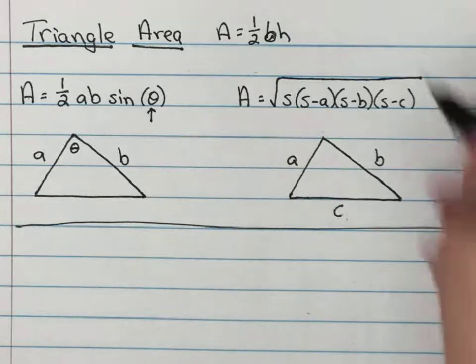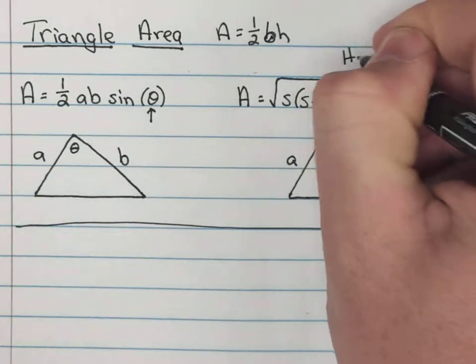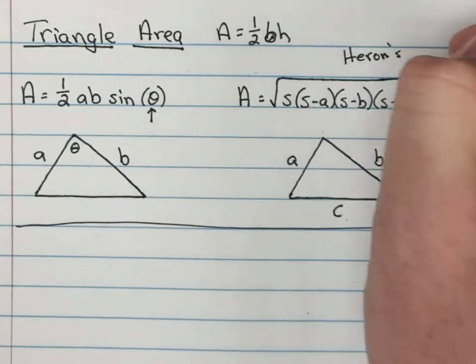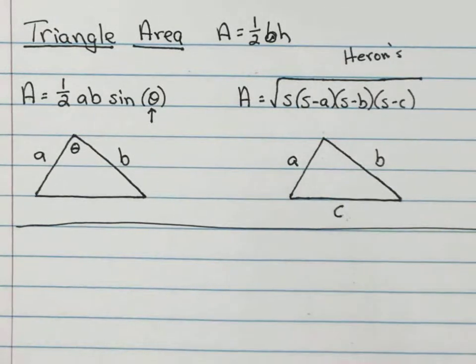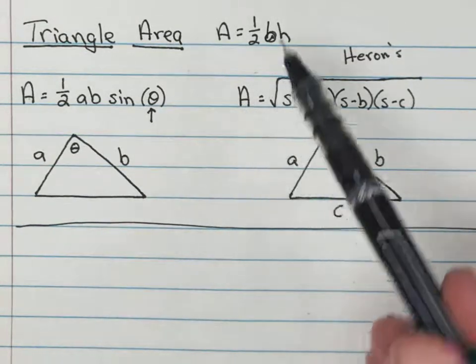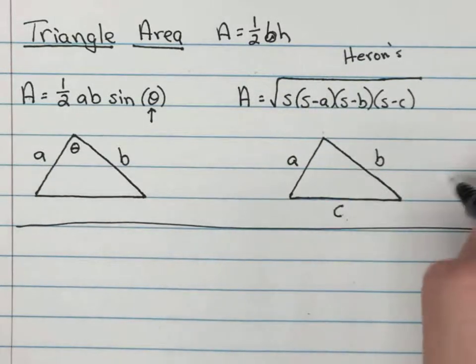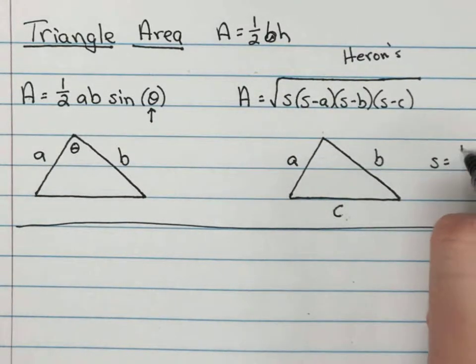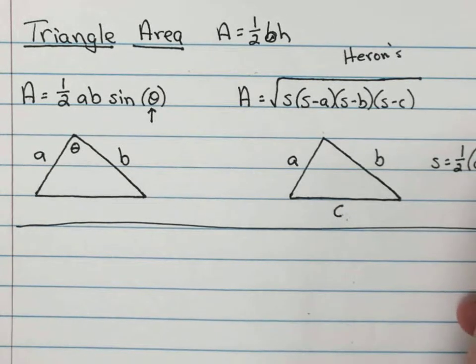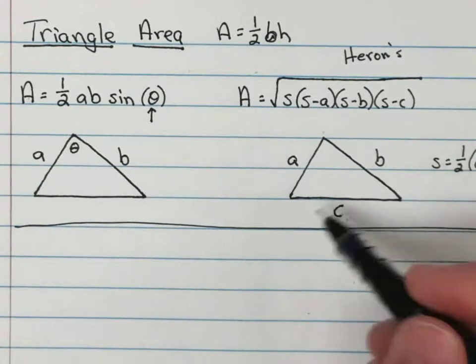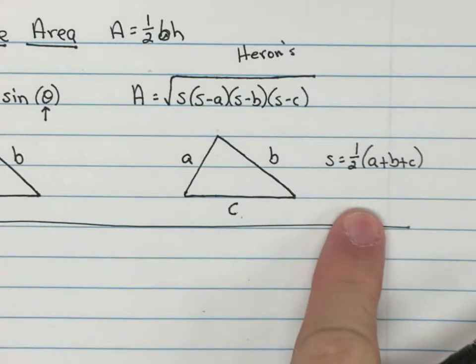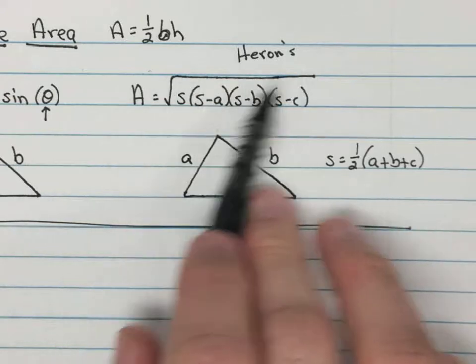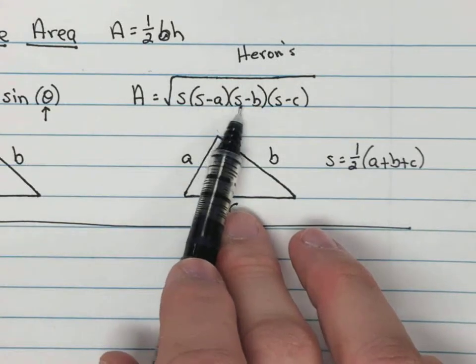A third way is called Heron's formula. Heron's formula says that if you've got the three side lengths of a triangle, you can find the area by doing the square root of S, and we need to know what S means. S is called the semi-perimeter, half the perimeter. So add A, B, and C and take half of it, and that's what S is equal to. Then plug that into your formula, the square root of S times S minus A times S minus B times S minus C.